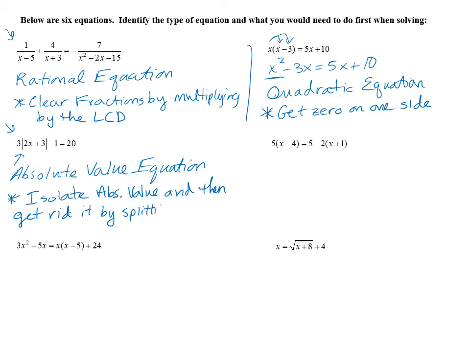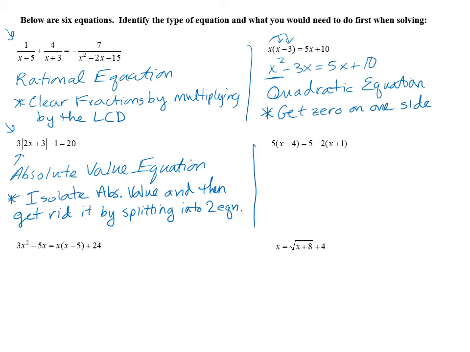So this one equation becomes 2. And I'm abbreviating equation there. So we're going to isolate the absolute value and then get rid of it by splitting it into 2 equations. So when you know you have an absolute value equation, just look for the absolute value symbols, that's going to be your first strategy.